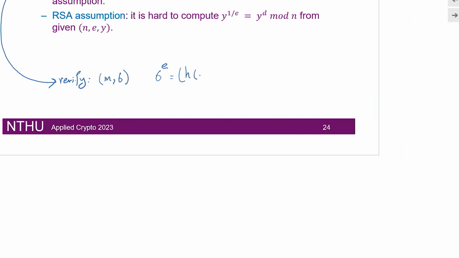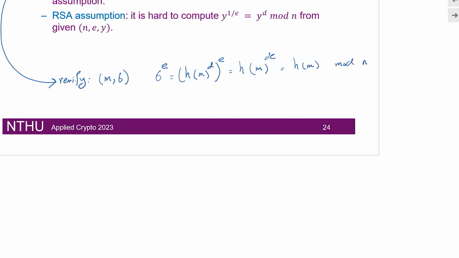Sigma itself is the hash of m to the power d, and then we raise it to the power e. So this is going to be the hash of m to the power de, and this is just going to be the hash of m mod n.